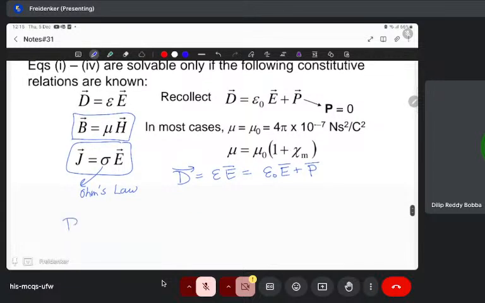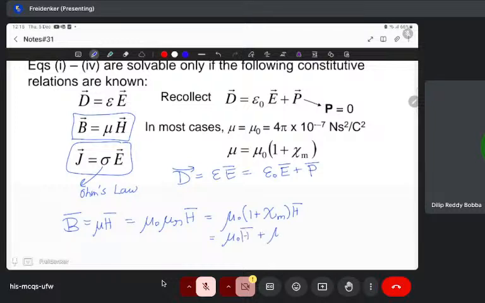There's this entire thing, if you notice, this is nothing but mu naught mu r H. All of this was there in the minor 2 syllabus, I think. B equals mu naught (1 plus chi m) H, which is mu naught H plus mu naught chi m H, which is nothing but mu naught H plus mu naught M, because M is chi m H. So many things are there.